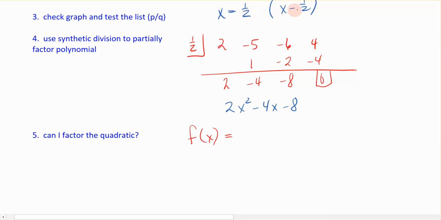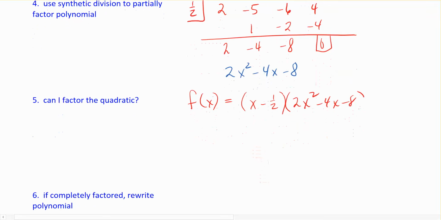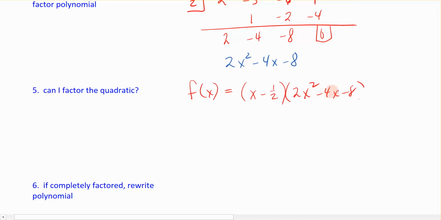My original factor of 1/2, right? That was the first one we found from our potential list, times this quadratic, which is 2x squared minus 4x minus 8. I know that I can factor this trinomial, and I can do it using trial and error. Before I do that, I am going to factor a 2 out of the trinomial to reduce it. That's a greatest common factor, and you should always try to reduce your numbers as much as you can.